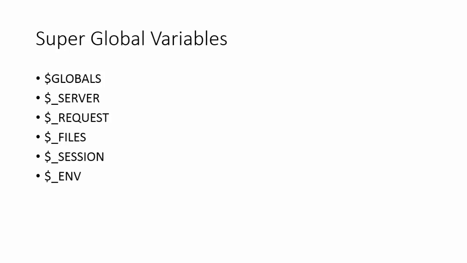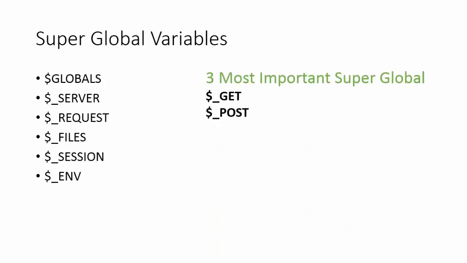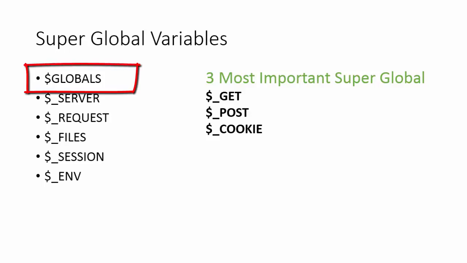Now there are 3 most important variables that are used in PHP in a tremendous number of places. The 3 most important superglobal variables are $_GET, $_POST, and $_COOKIE. Now before jumping into these 3 variables, first let's see our global variable, this one.